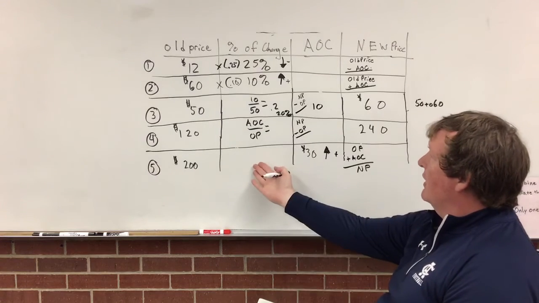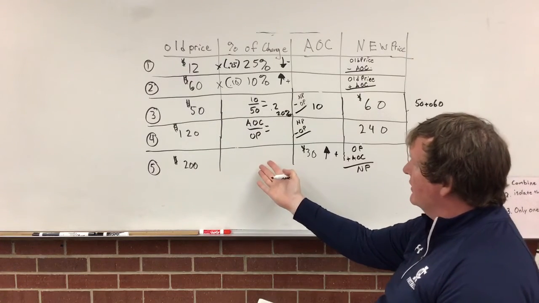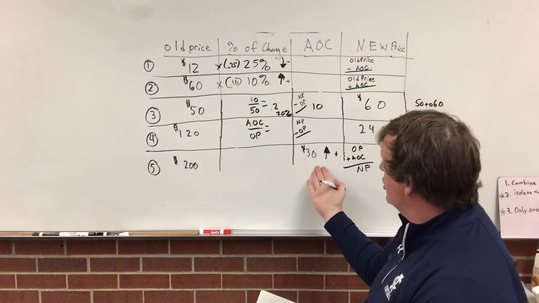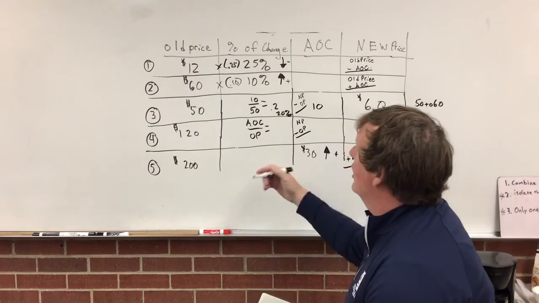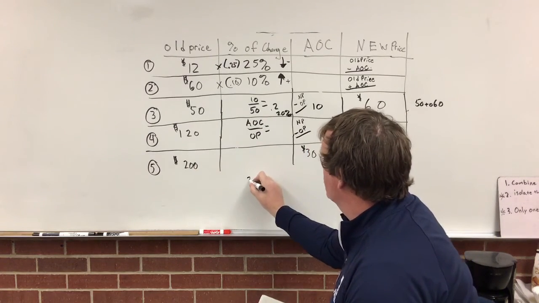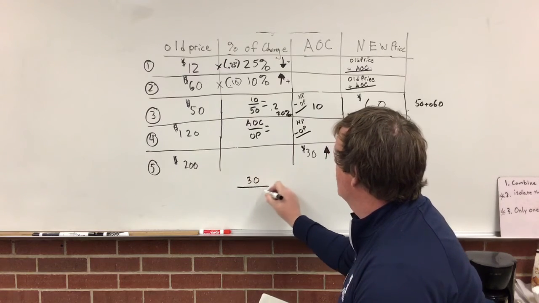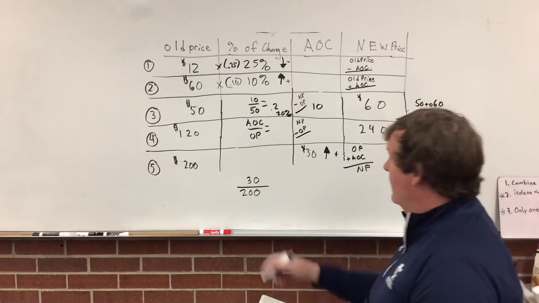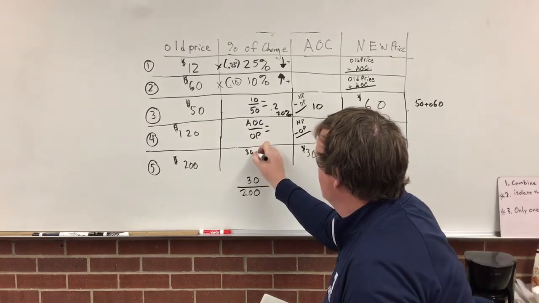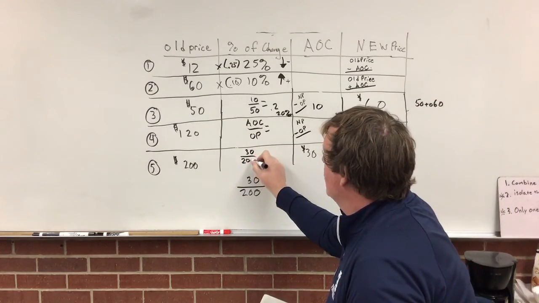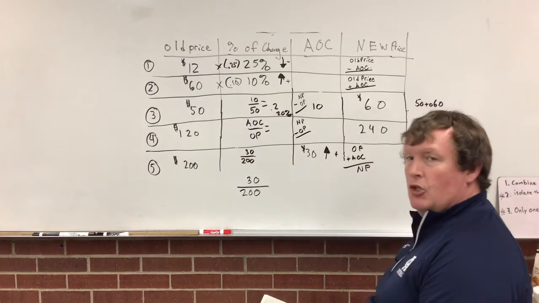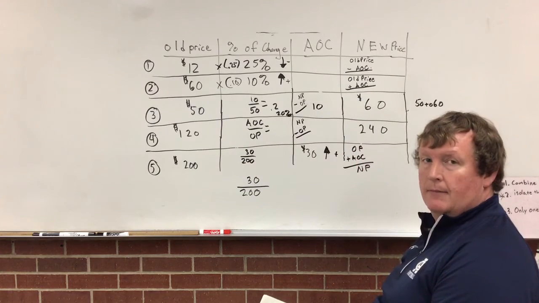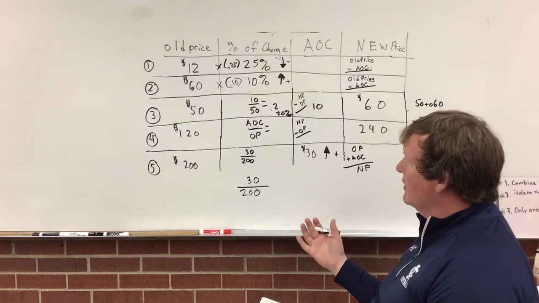So that leaves us with this one. Well, always in finding this, if we have the amount of change and we have the old price, we can find out what the percent of change is, because the amount of change is always over the old price. We divide that. So this one is 30 divided by 200, and then we have to make sure we move our decimal correctly. Okay? So that's how you set that one up.